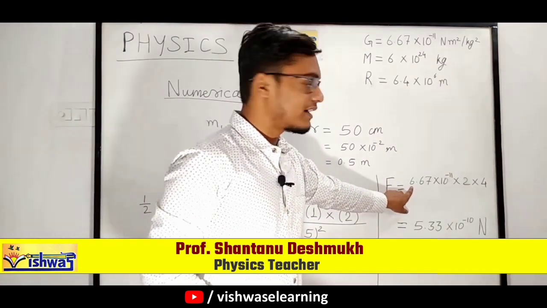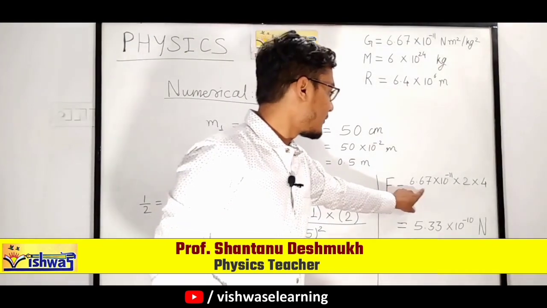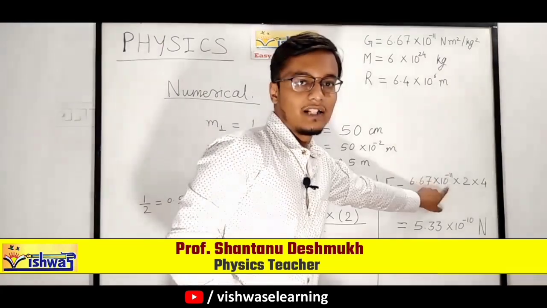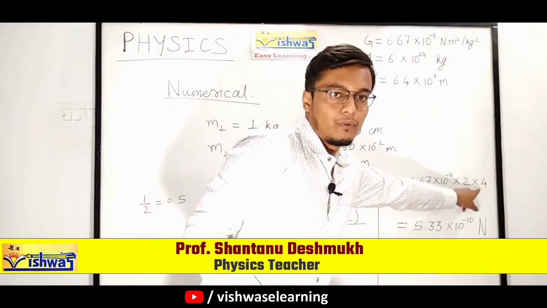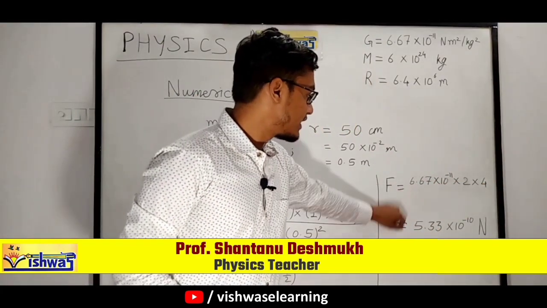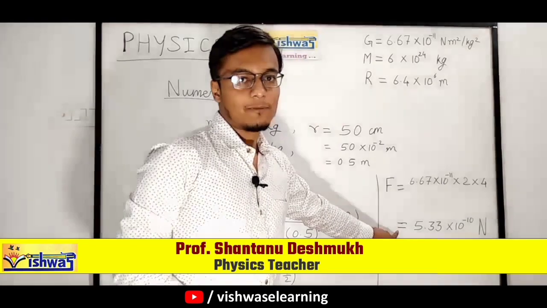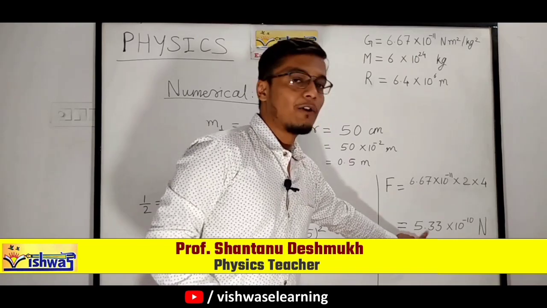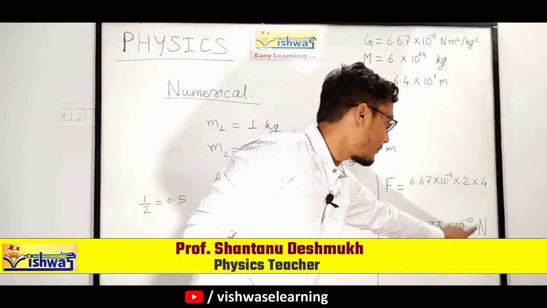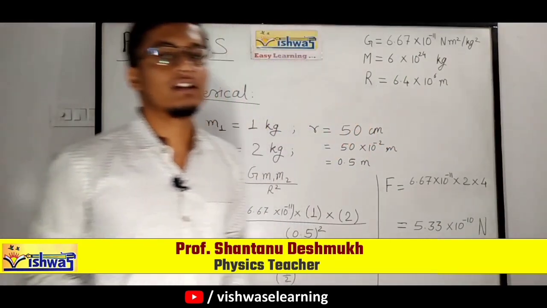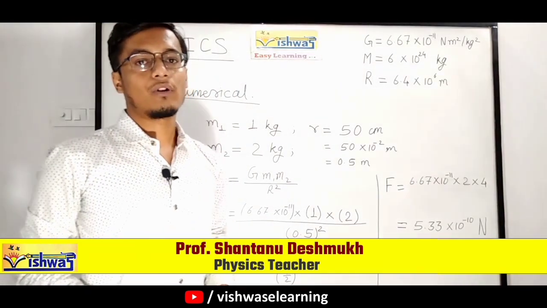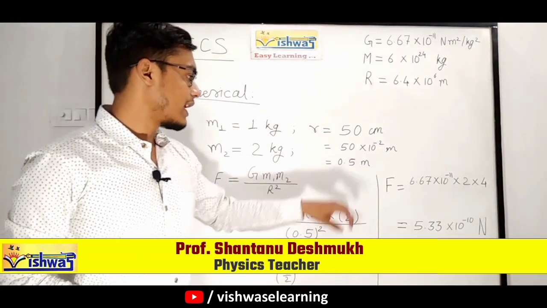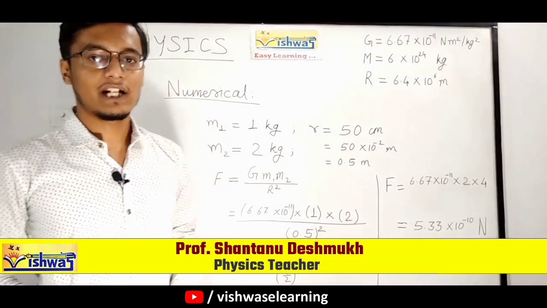So our next simplified step is 6.67 into 10 raised to the power minus 11 into 2 into 4, and after solving this quantity we will get our final value of the gravitational force, which will come as 5.33 into 10 raised to the power minus 10 Newton, and Newton is the SI unit for all kinds of forces. So we have given the SI unit, that is Newton.